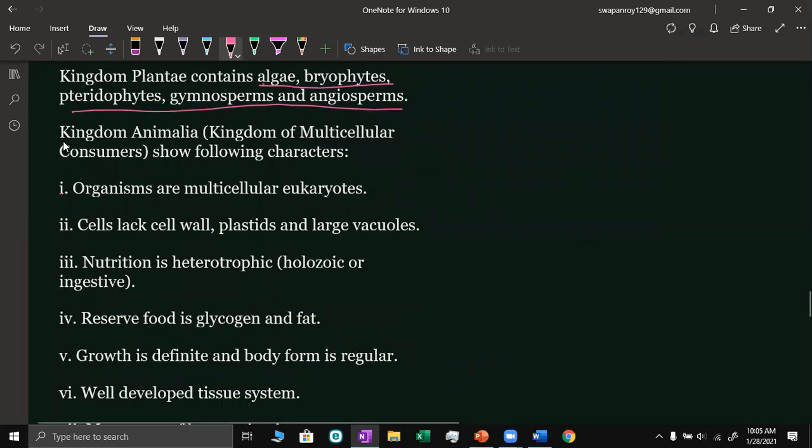Then the kingdom Animalia. Kingdom Animalia is the kingdom of multicellular consumers or heterotrophs. They are the consumers.